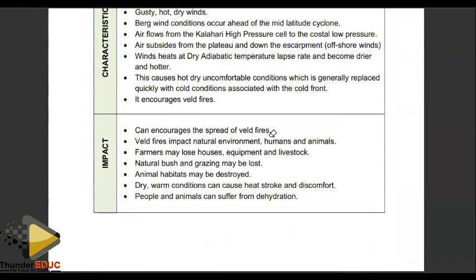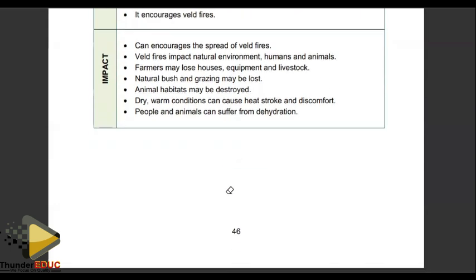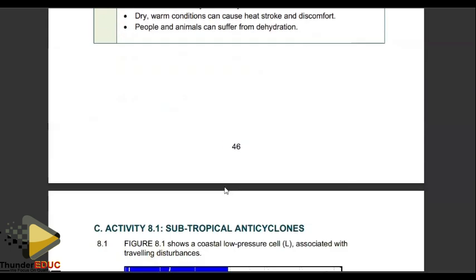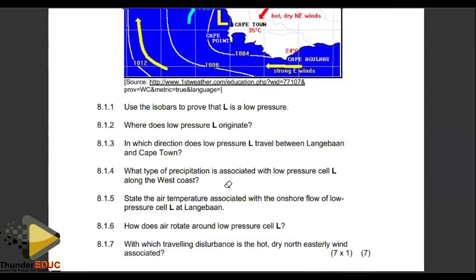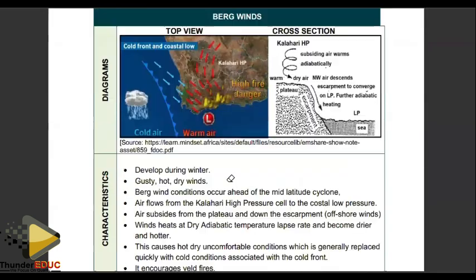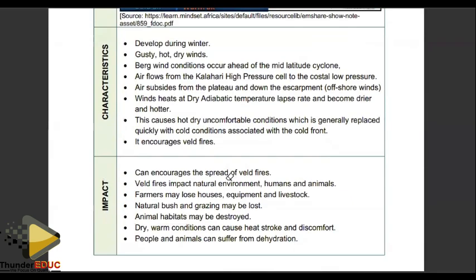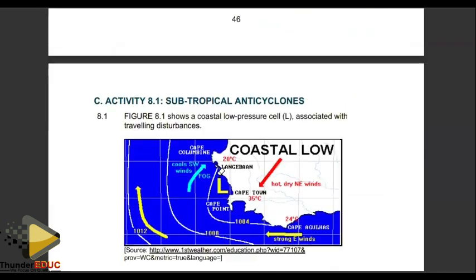And also what you should note is preventive measures for the berg winds. How can people prepare for them? You look at things like controlling the wildfires, as there's a high chance of wildfires occurring, or keeping the ground wet to avoid the spread of wildfires, or people keeping water resources to avoid dehydration. That is basically the berg winds. I think the information is there.